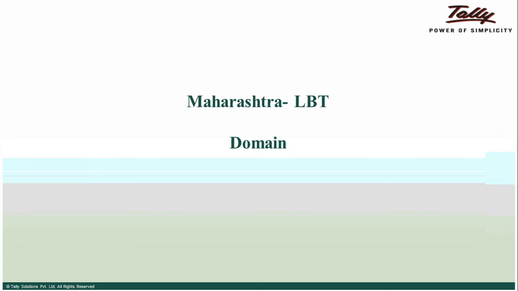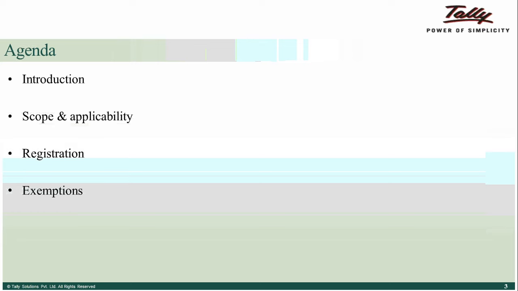Okay, fine. So quickly we'll run through the agenda, how exactly we have planned the session. First of all, we will discuss the introduction part of LBT. Next, we will discuss the scope and applicability. Next, the registration. We'll talk about the LBT exemptions. Later, we'll discuss the payments and returns. Then, we'll walk through the product: how exactly we can maintain the same in Tally.ERP 9.